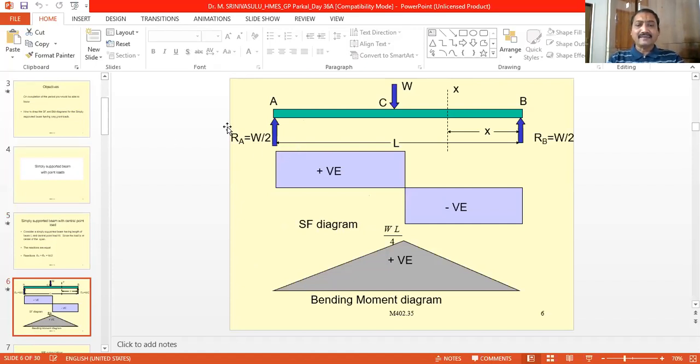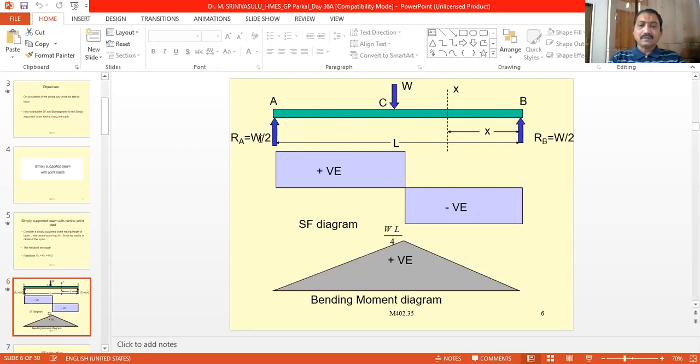Here RA is the reaction at point A, RB is the reaction at point B. Now, the first step for a simply supported beam is to find the support reactions acting at the ends, that is at point A and point B. Here the loading diagram is given. AB is the beam and the central point load of W is acting.